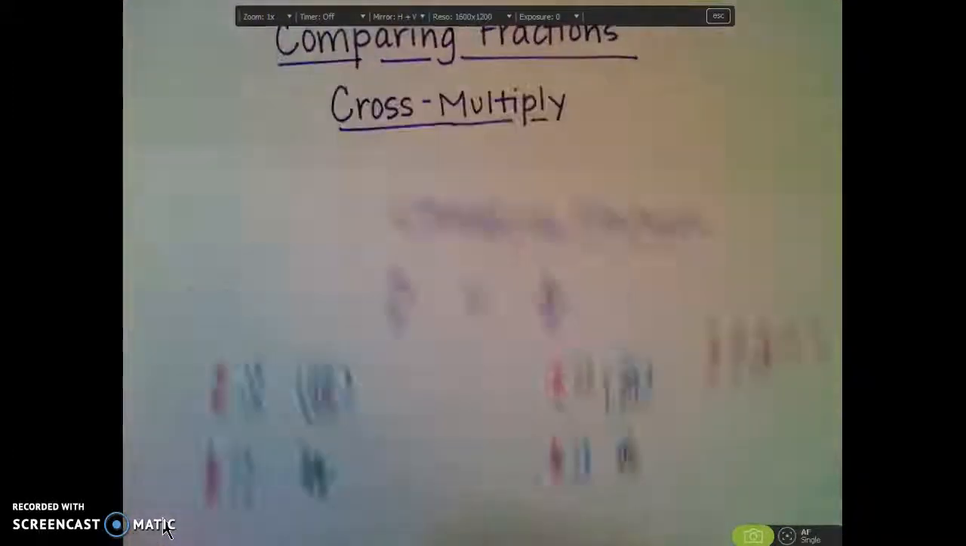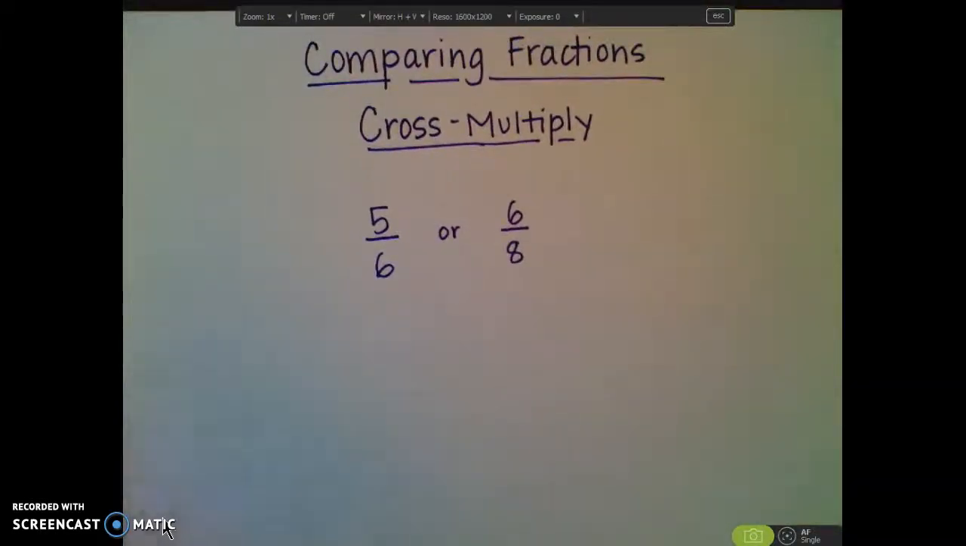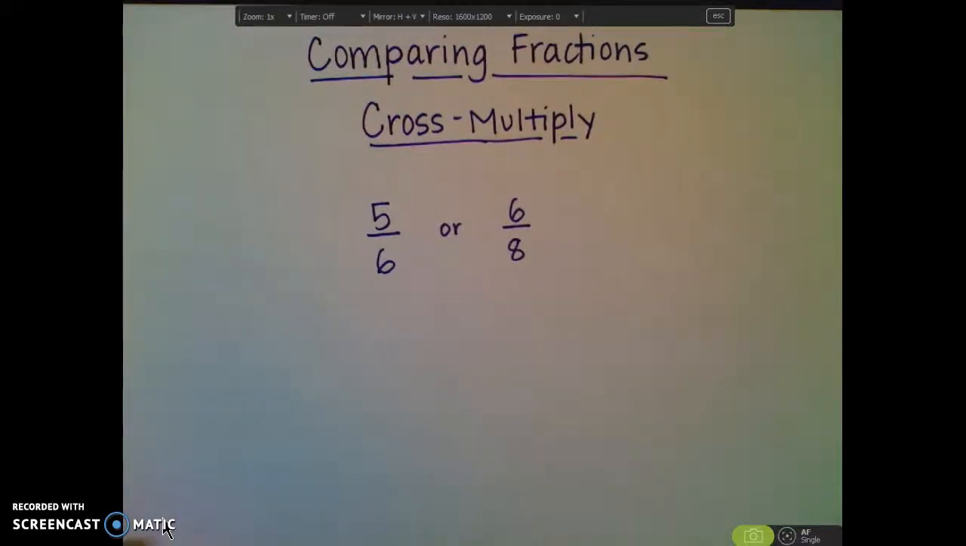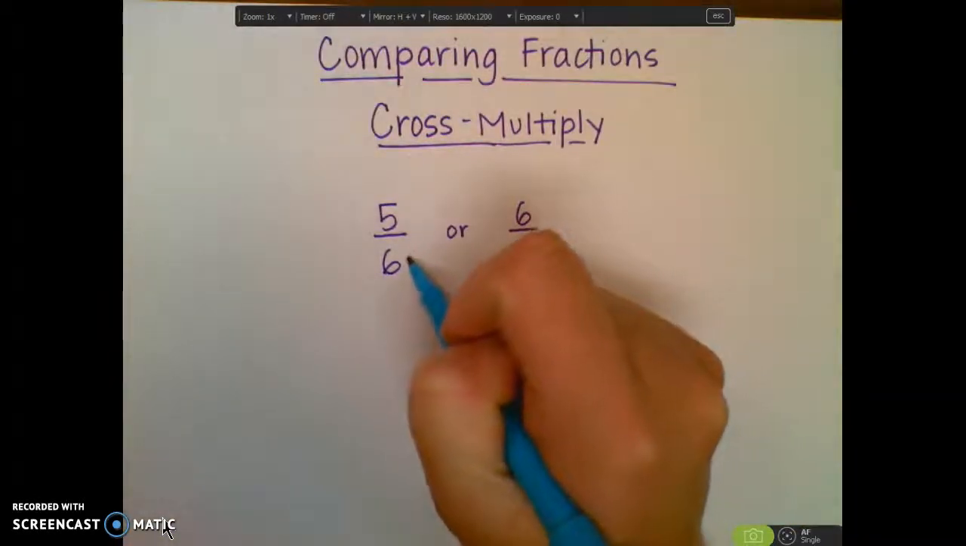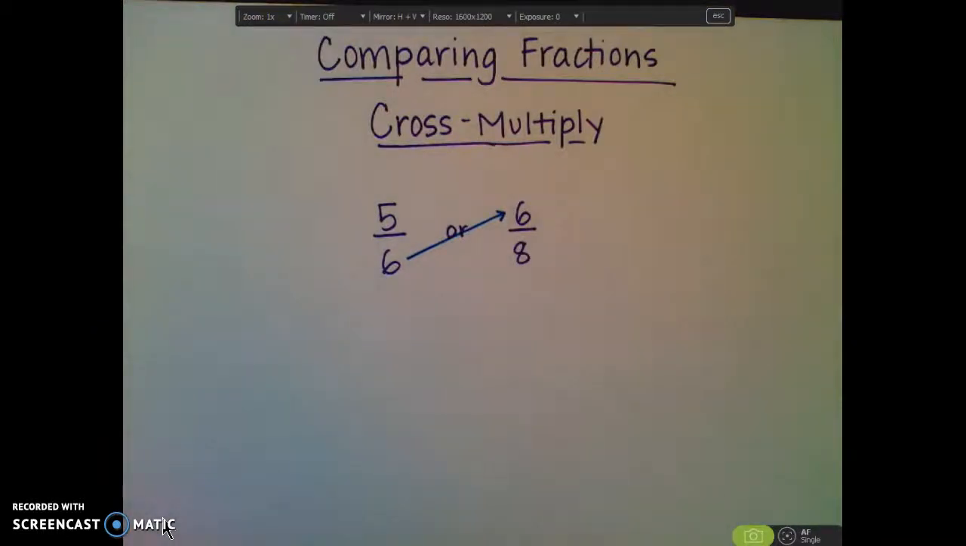talk to you guys about a method called cross-multiplying. And actually, cross-multiplying, I'm going to show you where it comes from, or how you come up with it, and where these numbers come from, and why it works this way. Okay, cross-multiplying, when you compare fractions, it's very easy. All you have to do is compare the denominator and the numerator of each of the fractions.